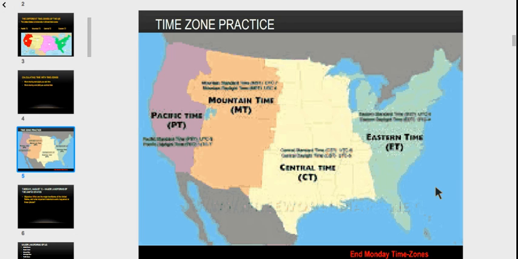Again, more practice for today's lesson. This one's labeled a little better, not much though. Eastern time zone out east, Central time zone in the middle, Mountain time zone in the kind of mid-central to the left, west, and Pacific time zone all the way out west.